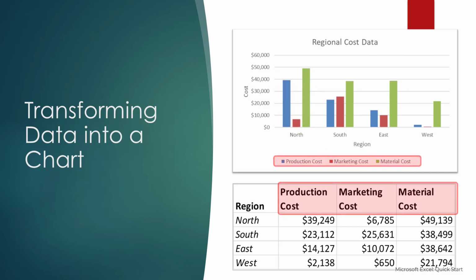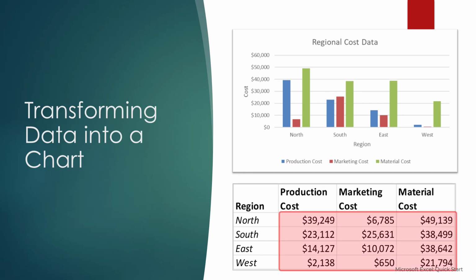And the chart uses the values, $39,249 through $21,794, to create the colored columns that represent the values. The higher the column, the larger the value. The top of the column corresponds to the value on the left side of the chart.